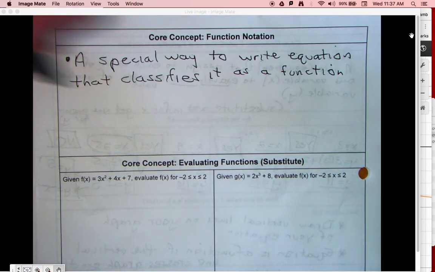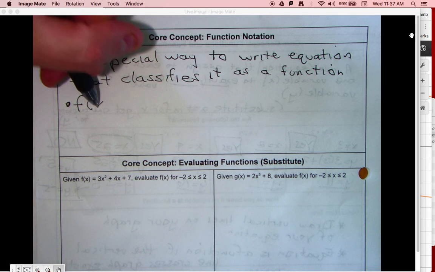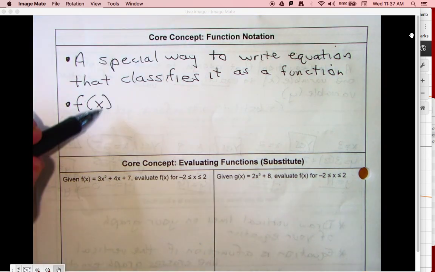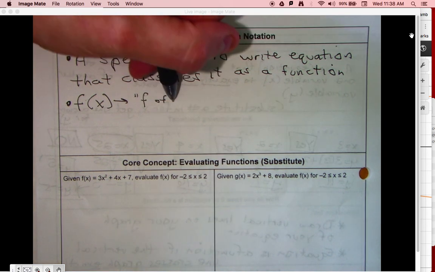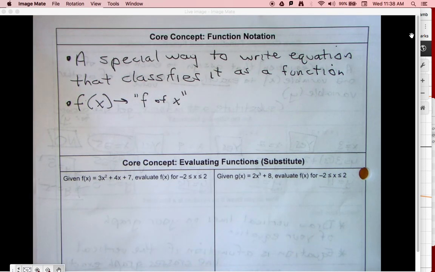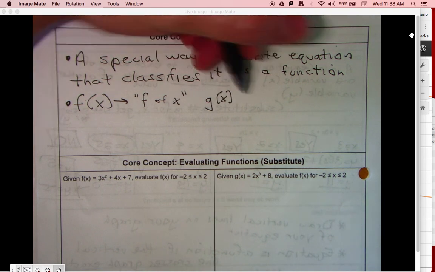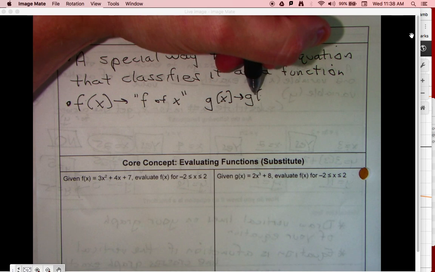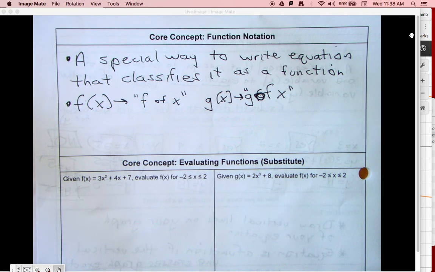Alright, and here's the notation. Instead of writing y equals 3x plus 2, we replace the notation of y with this thing called f of x. That's how you read that. F of x. You can use the letter f. We often use the letter g also, which is g of x. And we also use h a lot also.